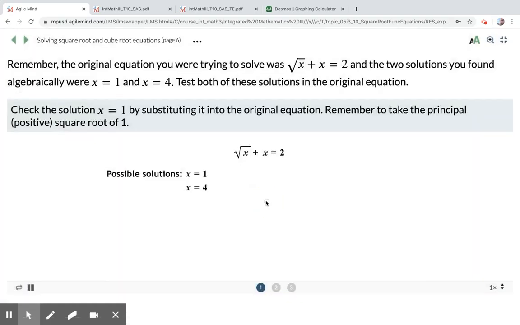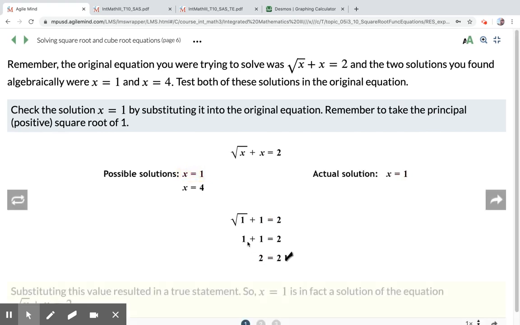So I'm going to plug in a 1 to the original equation. So it's the square root of 1 plus 1, and the square root of 1 is 1, and 1 plus 1 is 2, which is what we wanted it to be equal to. Yay. So x equals 1 is an actual solution. That one's good. But remember how as we started working through the algebra, we got a second solution coming up.